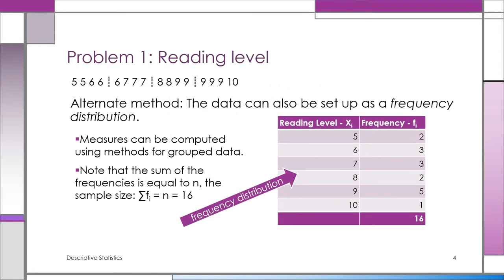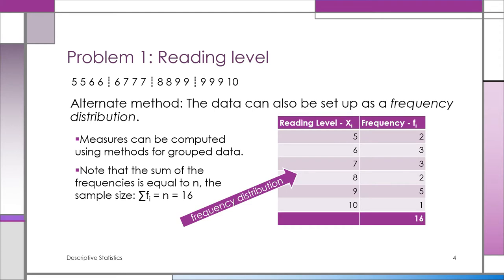Now, the previous problem actually can be set up somewhat differently. And you're going to like it better this way, as a frequency distribution. Notice you have a 5, a 6, a 7, a 8, a 9, and a 10. And now we show the frequencies. 5 showed up twice. The 6 showed up 3 times. The 7 showed up 3 times. The 8 showed up twice. The 9 showed up 5 times. And the 10 showed up once.